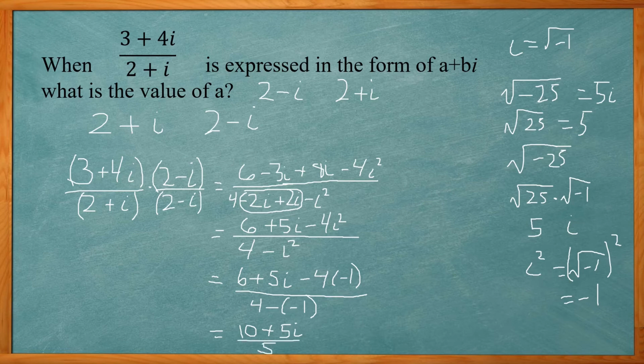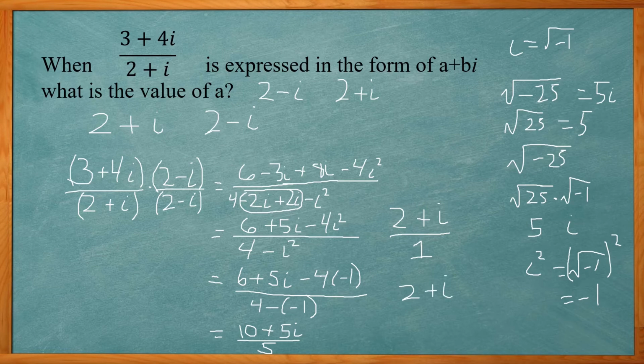Okay, so now I have 10 plus 5i divided by 5. And I can see I can reduce this a little bit more. Each number is divisible by 5. So 10 divided by 5 is 2. 5 divided by 5 is 1, leaves me with 1i, or just i. And then the bottom 5 divided by 5 is 1. Anything divided by 1 is just itself, so just 2 plus 1i.